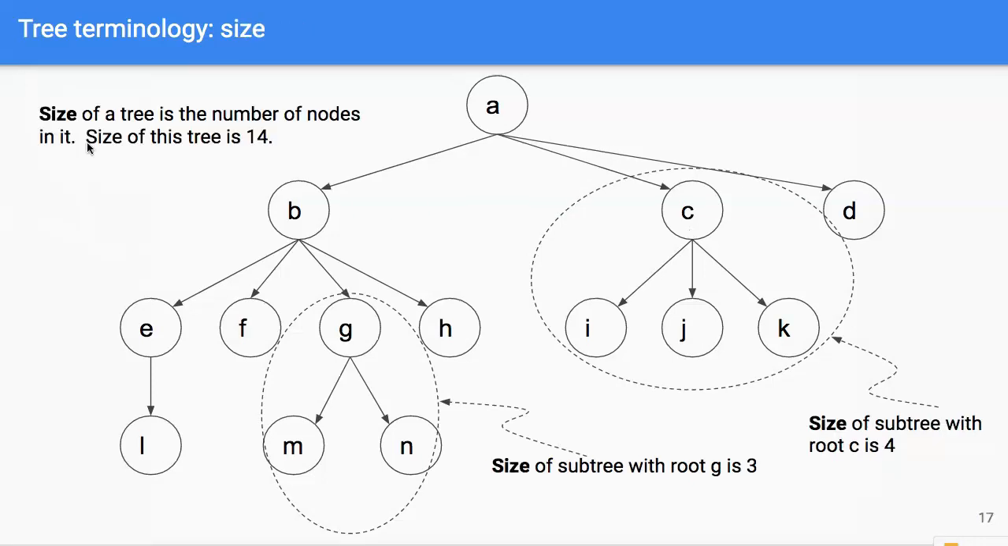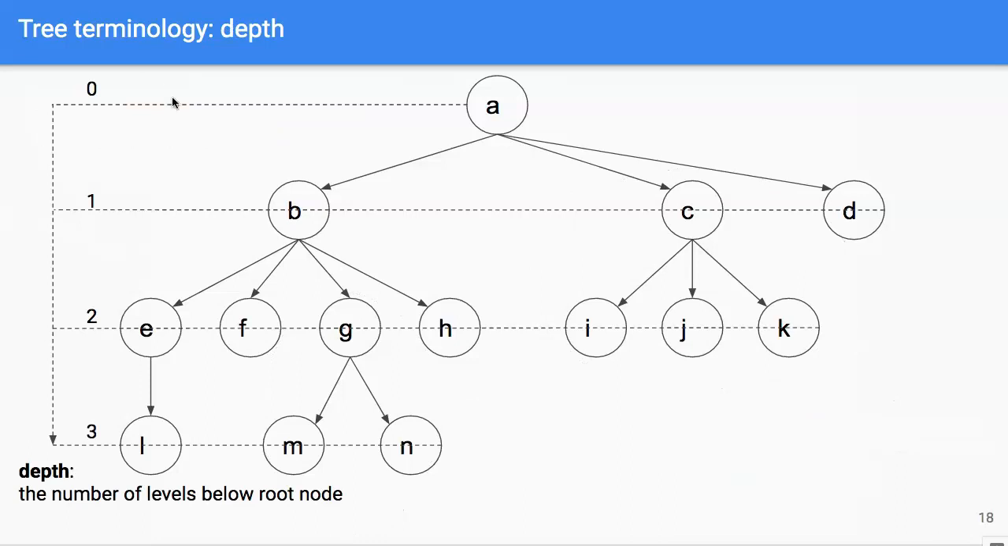Next is the size of a tree, which is the total number of nodes in the tree. So for a tree that has the root at A, if you count the number of nodes, there are 14 nodes. So the size of this tree is 14. Now we can also talk about the size of a subtree. For the subtree with the root at G, the number of nodes is 3, so the size of that subtree is 3. And for this subtree, the number of nodes is 4, so the size of the subtree with the root at C is 4.